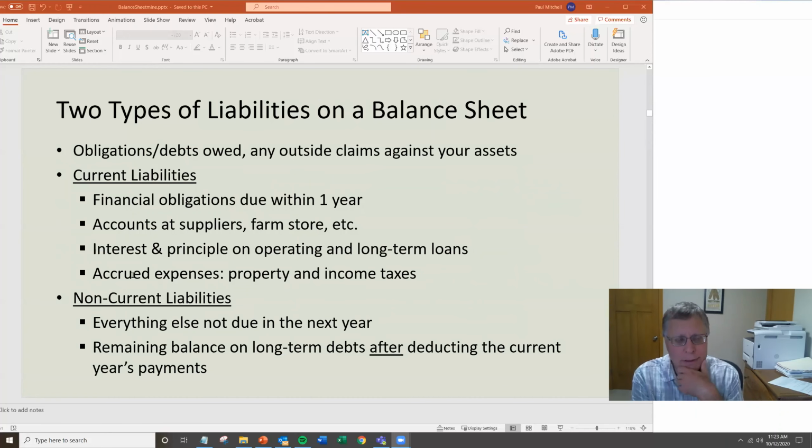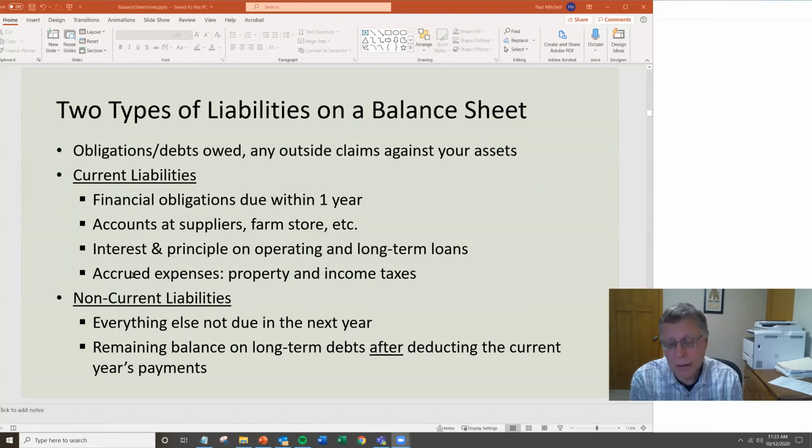There are also two types of liabilities we saw, the current and non-current, and it's very similar to that. The current ones are ones that are due soon. The non-current are the long-term obligations or debts that you owe. So for current liabilities, what we usually use is the 1 year level, so things due within a year. These are accounts at supply stores, feed stores, gas stores, LP gas, interest and principal that's owed on the operating and long-term loans that are due within the next year, and then accrued expenses like property taxes or income taxes.